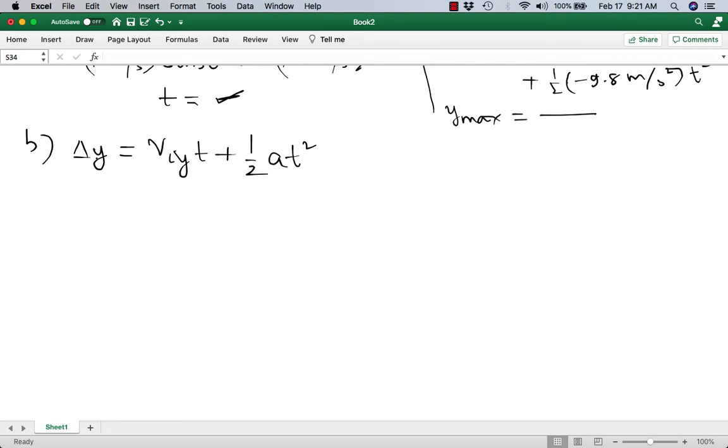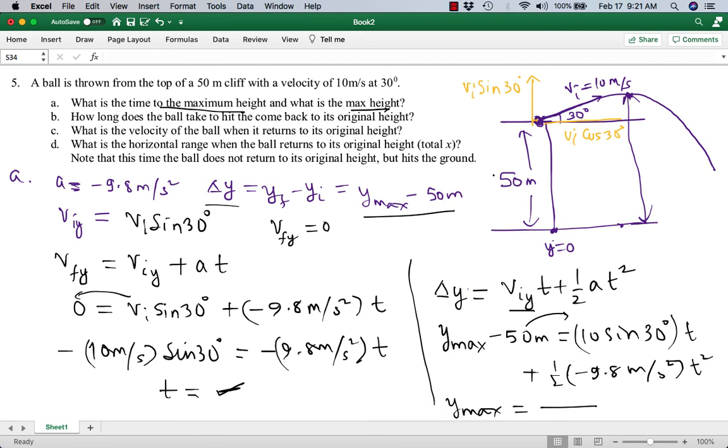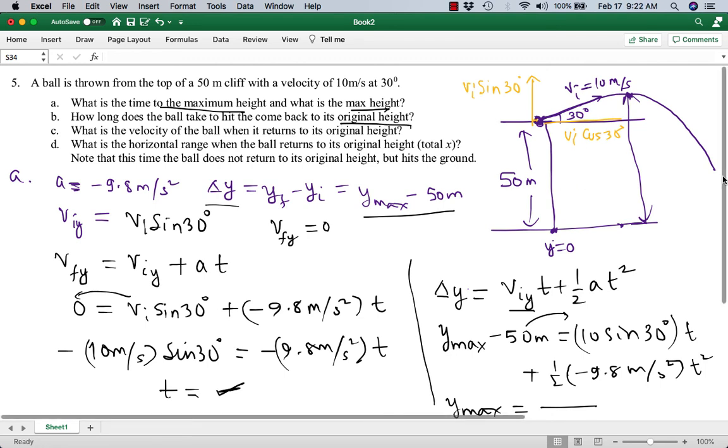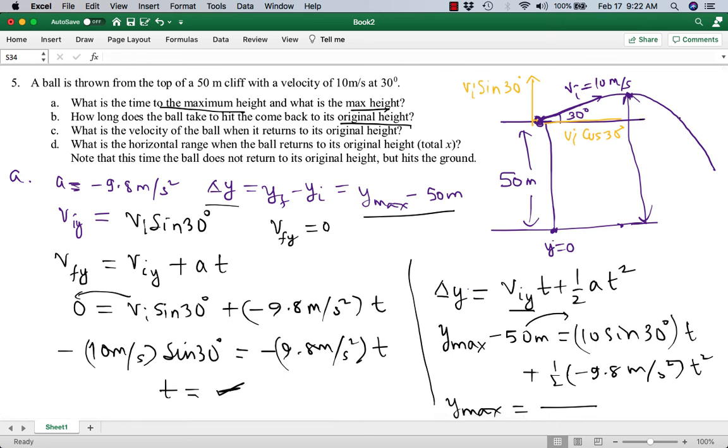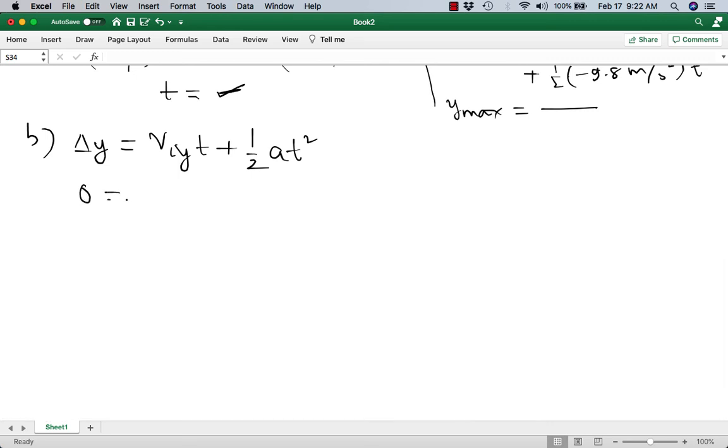So delta y, let me read the question again. It says original height, not all the way to the ground. Okay, so starting from here, how long does it take to reach that height? That's very important, you need to read that part. Original height is here. That means delta y would be 0, because starting from the initial height and then back to the same height, the net displacement would be 0.